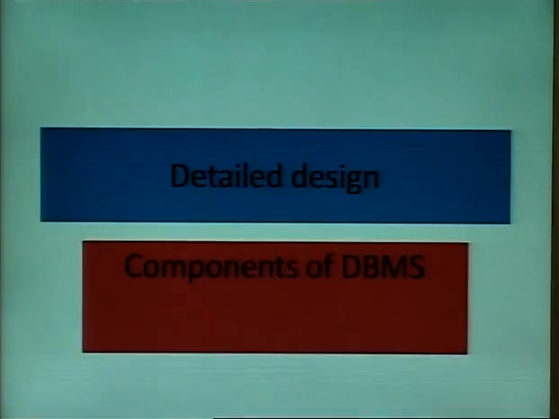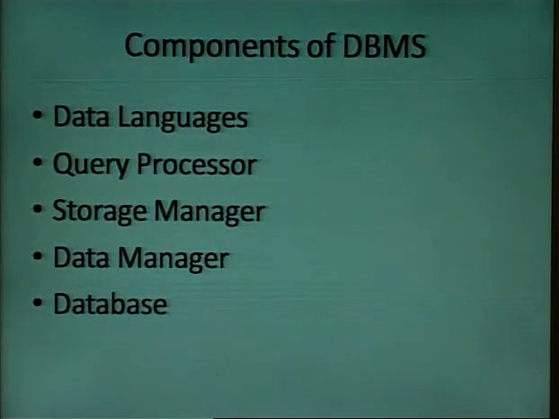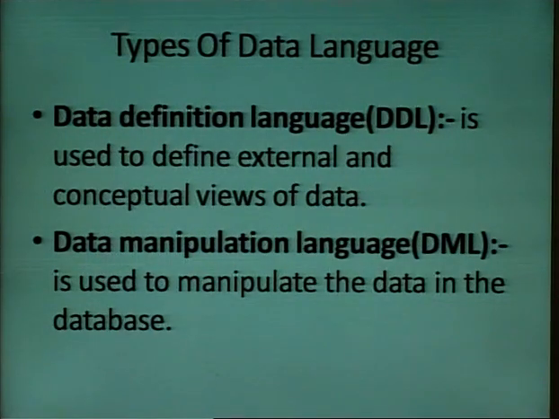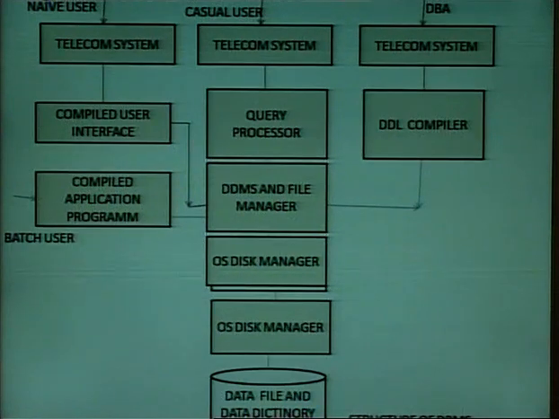So there are some components: data languages, query processor, storage manager, data manager, database. The types of data language are DDL, data definition language, that is used to define external and conceptual view of data, and DML, data manipulation language, that can be used to manipulate the data in the database. So this is basically the structure of the DBMS, right?